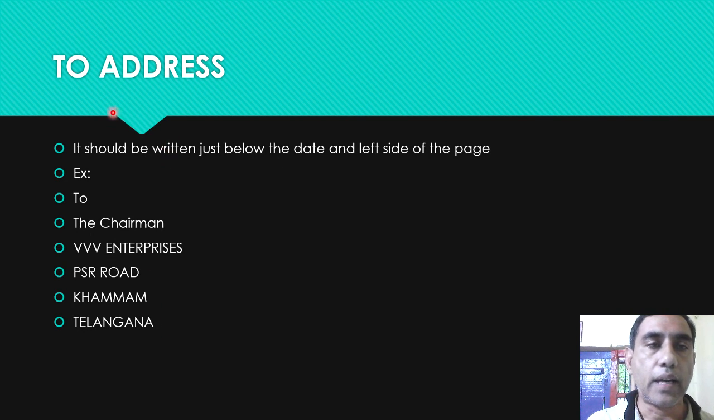It is followed by the to address. It should be written just below the date, on the left side of the page. Example: The Chairman, VVV Enterprises, PSR Road, Khammam, Telangana. Suppose the firm is registered by a particular person or persons, then we have to write Mr. or Miss and Messrs. Suppose the person is titled with honor, then we have to write Honorable Sri C.H. Chandrasekhar Rao, or Honorable Sri M. Umadevi, like that.